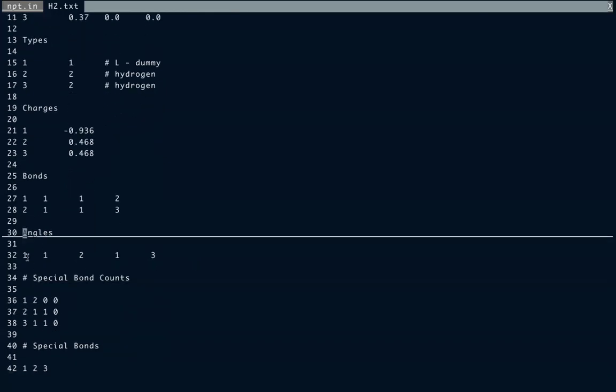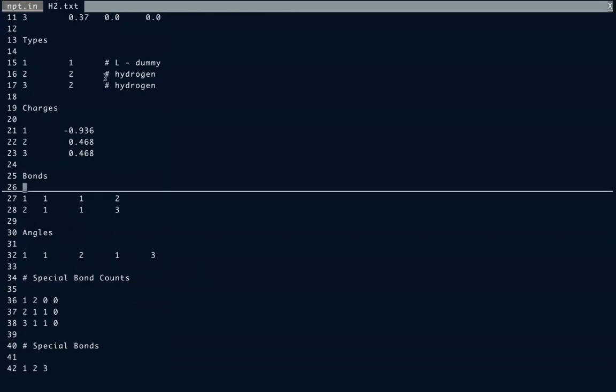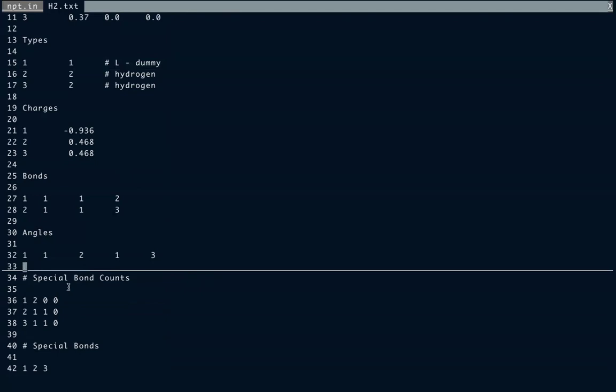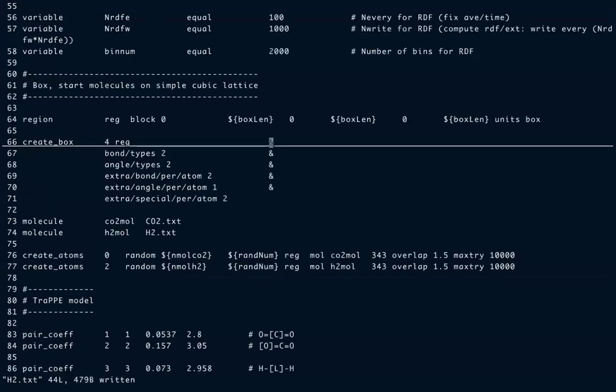Now you have angles that is between 2, 1, and 3. This is exactly the same as what we had for CO2. So we have hydrogen, the dummy atom, and then hydrogen. So that's the angle between the three atoms. All right, and the special bonds and special bond counts basically instruct LAMMPS to ignore all interactions, all calculations for speeding up purposes between the individual atoms within a molecule.